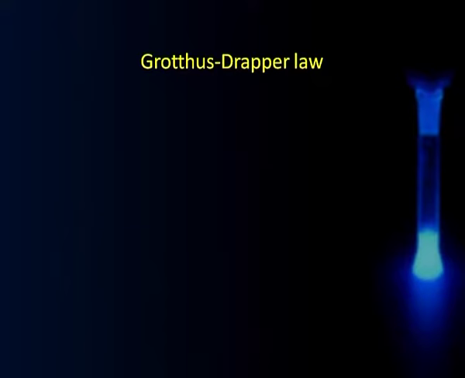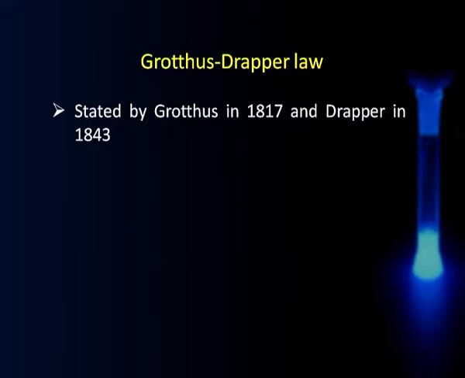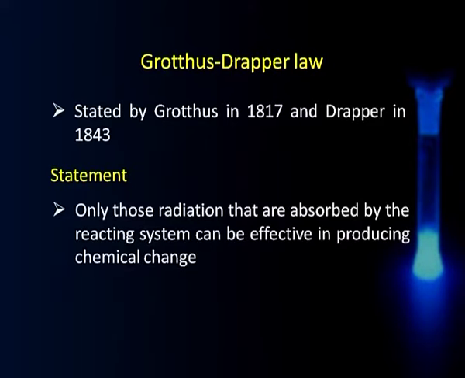Today it may appear to be trivial, but at the point of time they were given, they were very relevant. Let us take them one by one. The Grotthuss-Draper law was stated by Grotthuss in 1817, followed by Draper in 1843. The statement goes as follows: only those radiations that are absorbed by the reacting system can be effective in producing chemical change. Now, this looks very trivial. Unless radiation is absorbed, the reaction will not take place. It is obvious, but it was not obvious at that point of time.